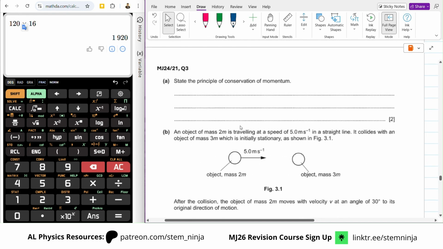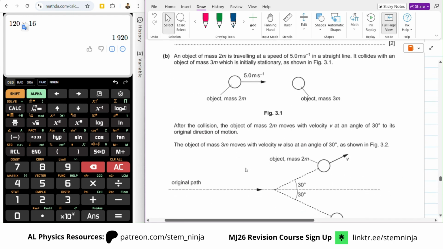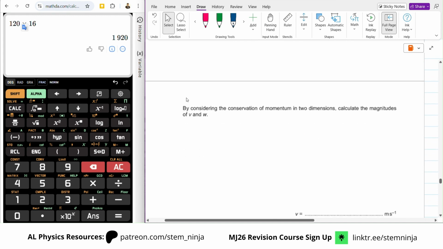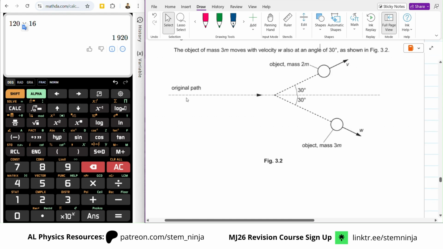Okay, alright, this one. State the principle of conservation. We have already done that. An object of mass 2m is traveling at a speed of 5 meters per second in a straight line. It collides with an object of mass 3m, which is initially stationary. After the collision, the object of mass 2m moves with a velocity v at an angle of 30 degrees to its original direction of motion. An object of mass 3m moves with a velocity w also at an angle of 30 degrees as shown. By considering the conservation of momentum in 2 dimensions, calculate the magnitudes of v and w.